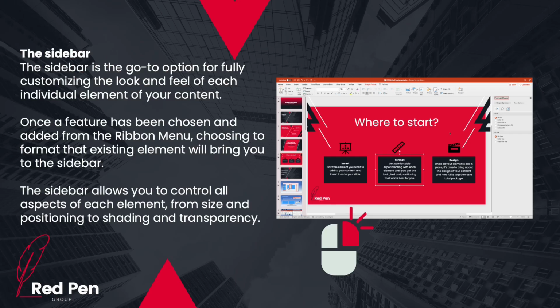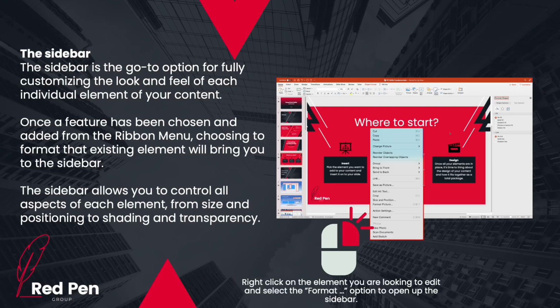The sidebar is the go-to option for fully customizing the look and feel of each individual element of your content. Once a feature has been chosen and added from the ribbon menu, choosing the format of that existing element will bring you to the sidebar. The sidebar allows you to control all aspects of each element, from size and positioning to shading and transparency. It's a great place for you to really understand how much impact and change you can create for every element included within PowerPoint. If you like the style of an icon or image, but you're not sure with the final look, you can change it to the exact needs you have for your content.